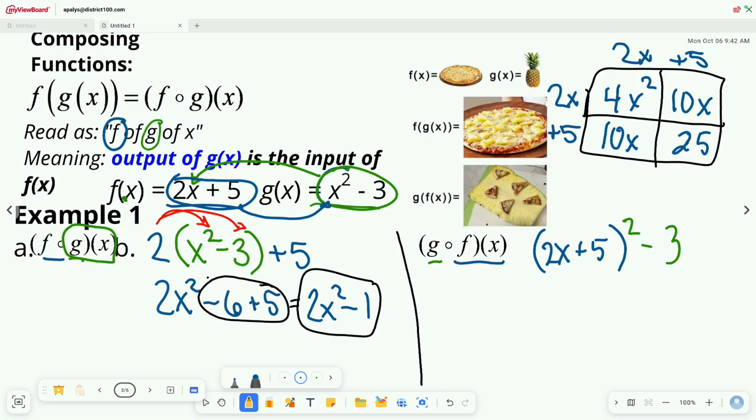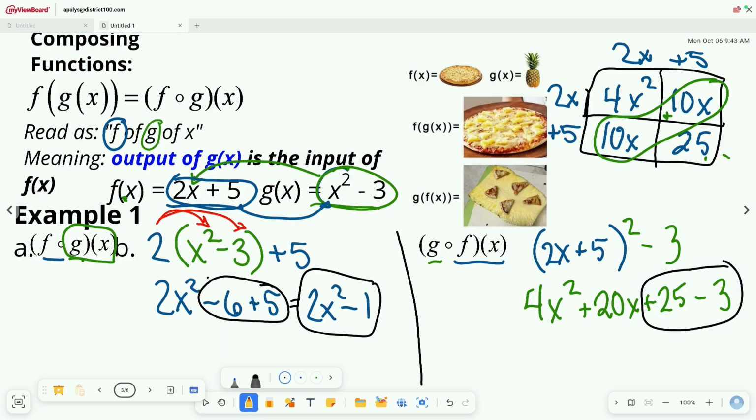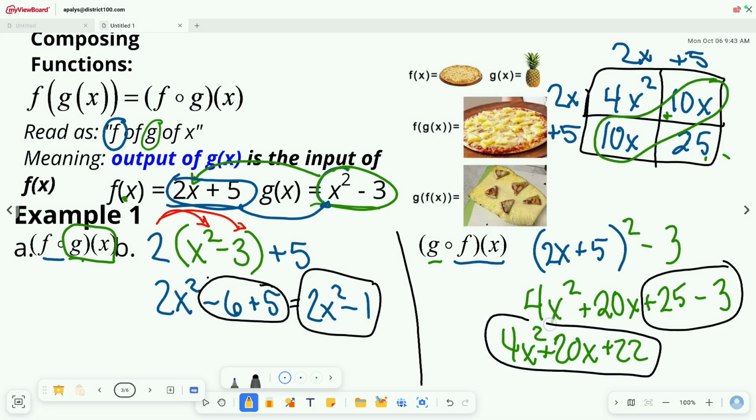So I've got, there's only one x squared, so 4x squared. Then I combine 10x plus 10x, which is what? 20x. Then I have the plus 25. That's from my 2x plus 5 squared. I still have this minus 3. Those are the only two things we can combine. So our answer is 4x squared plus 20x. What's 25 minus 3? 22. That's our answer.